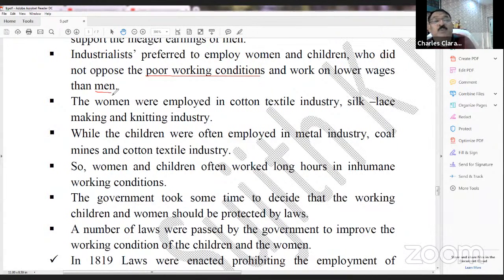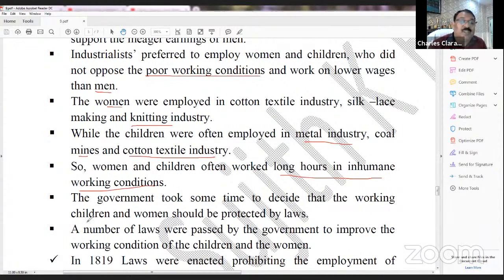The women were employed in cotton textile industries, silk making, and knitting industries, while the children were working in the metal industry, coal mines, and cotton textile industries. A very difficult situation. Women and children often worked long hours in inhumane working conditions. That is why they were dying, and life expectancy was 15, 17.